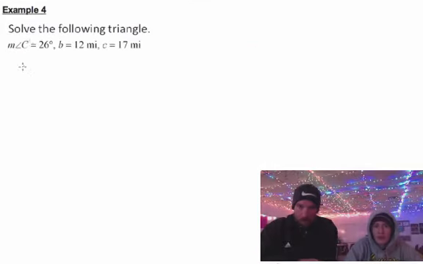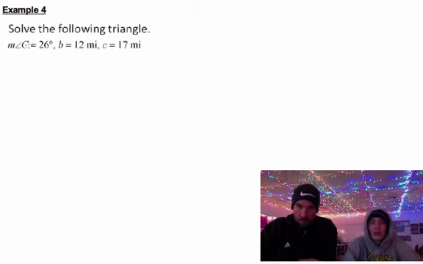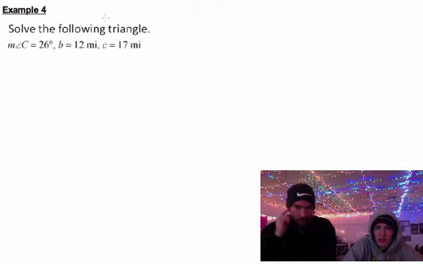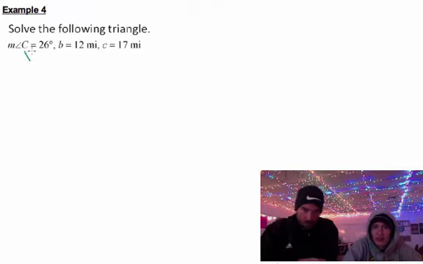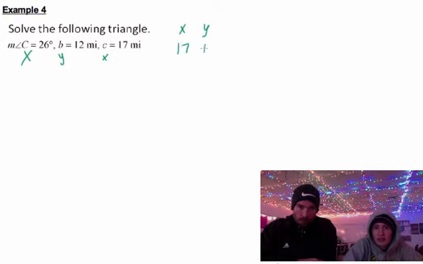So example 4. Let's see what happens on this one. This would be our angle x that we know. Here's our little side x. There's the y, and this is y. So let's compare x and y. So x is 17, y is 12.